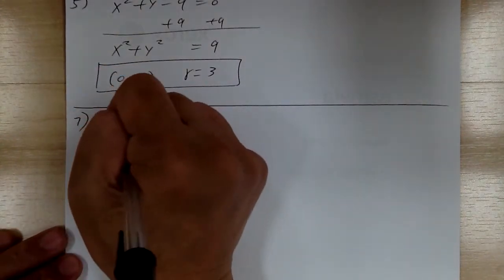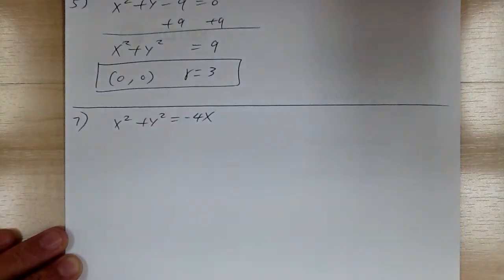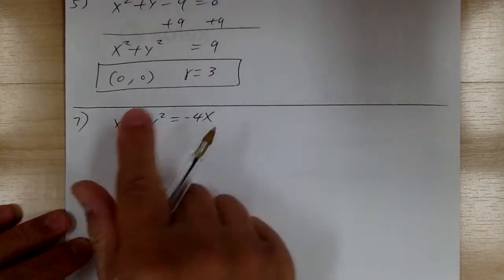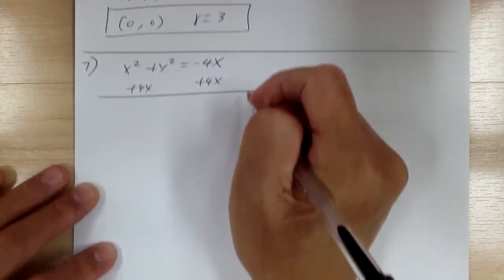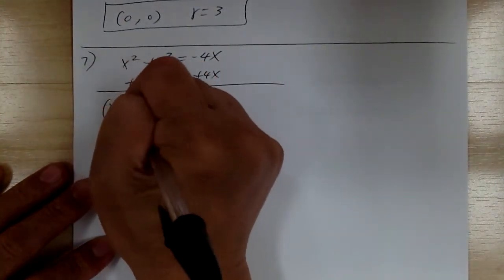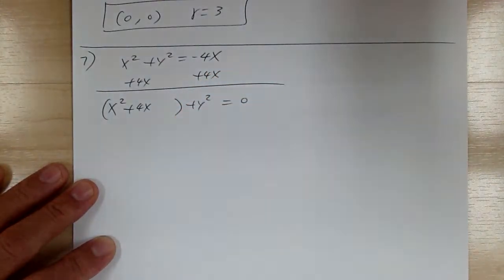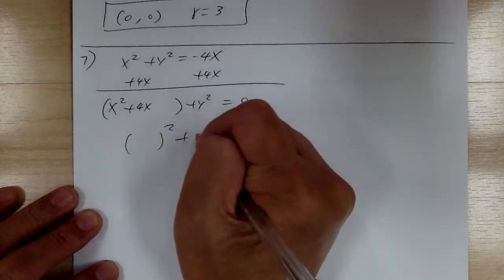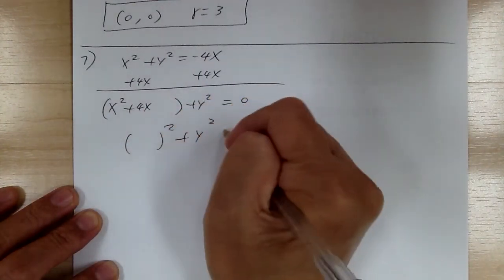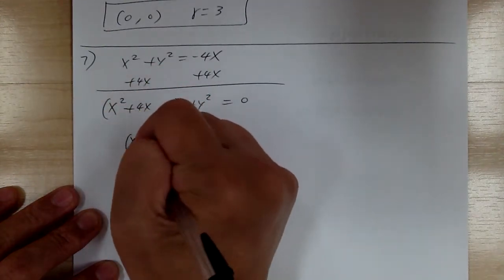Okay, number 7. You have x² + y² = −4x. First you need to move this over, so add 4x. So you want to complete the square. You can group them, and from here you get your template ready. This is already done. From here you need to have an (x + 2).